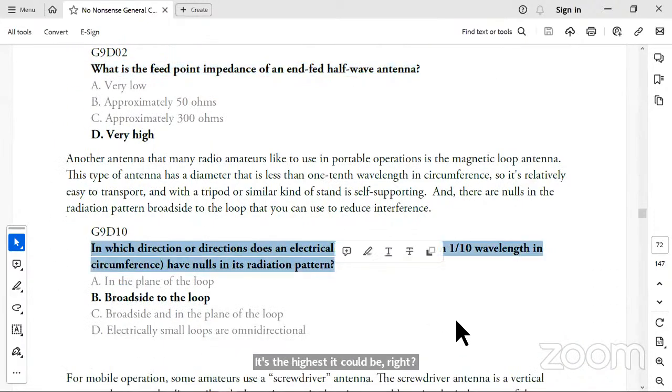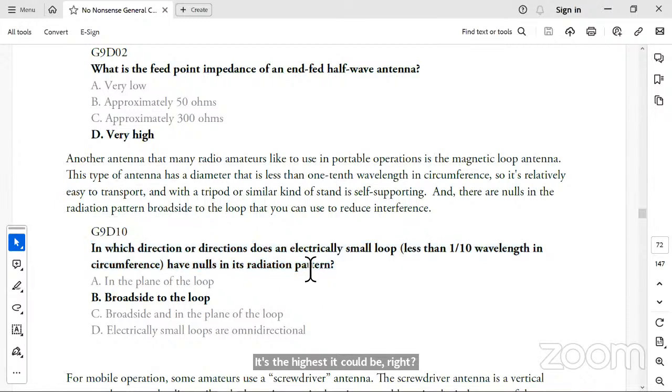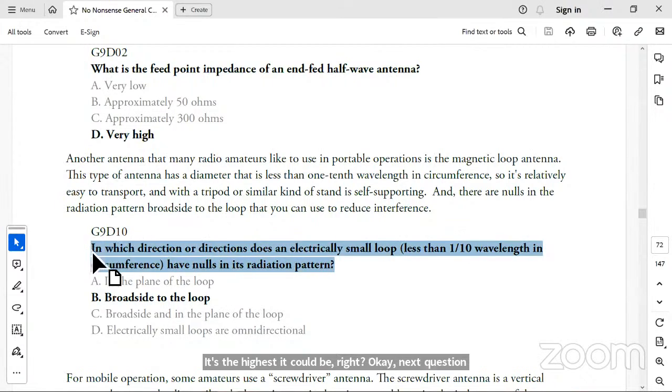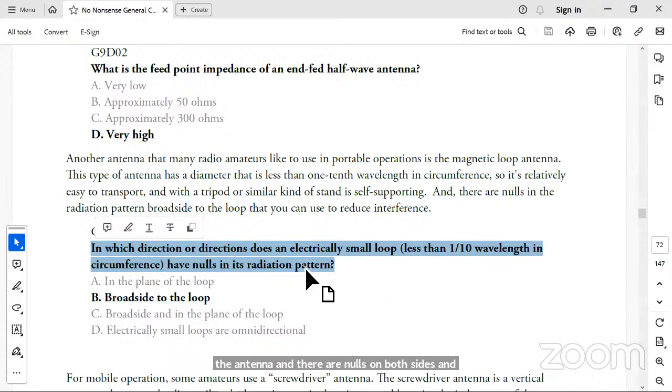Okay, next question in the question pool. In which direction or directions does an electrically small loop, that is less than 1/10 wavelength in circumference, have nulls in its radiation pattern? So the type of antenna that we are describing here, where you have a loop and the total length is less than 1/10 of the wavelength in its total circumference, and there are nulls on both sides, and of course you have the strengths in the direction of the plane, is called a loop antenna.